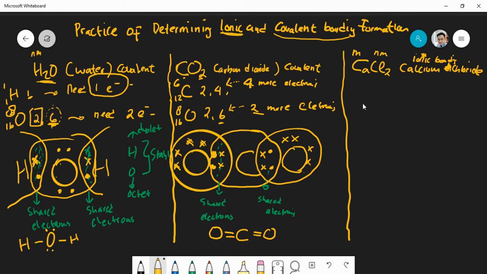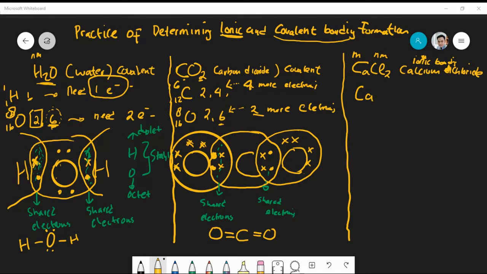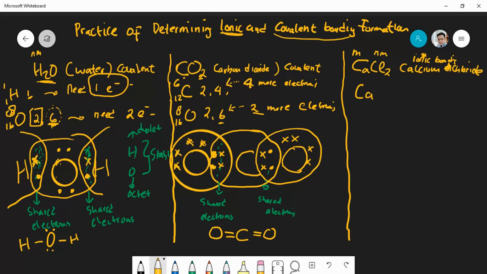Now, let's take a look at calcium chloride. Calcium, I forget the atomic number of calcium. What is the atomic number of calcium again? Wait, guys. I forgot. Oh, 20. So it's 20 and 40. The configuration is going to be 2.8, it's already 10, and then 8, and then 2.